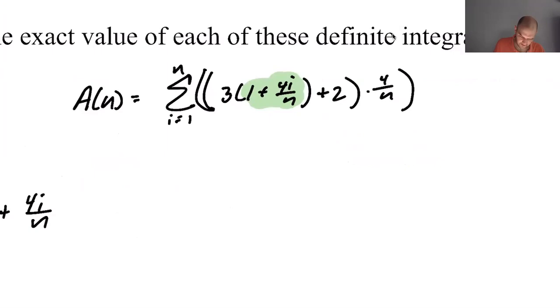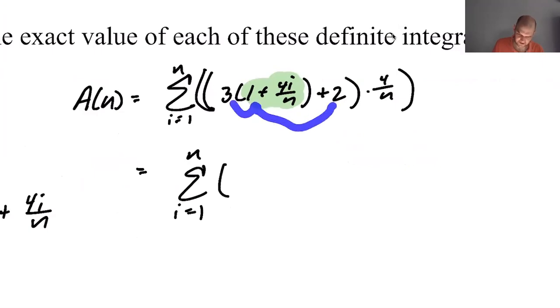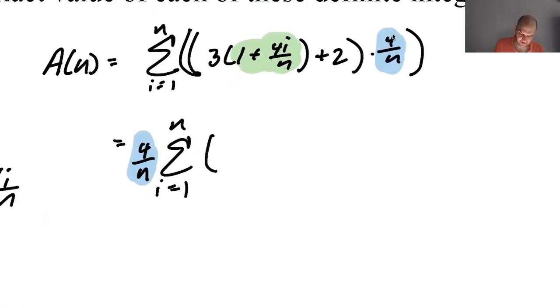So here we go. I'm going to expand this. 3 times 1 gives me 3, and then plus 2. Also, right off the bat, I'm going to pull this out. I'm taking out 4 over n, because it's just in the way, it's a constant multiple. It doesn't depend on i. Anything that doesn't depend on i, you can factor out, provided it's a constant multiple. So now I'm going to get 3 and 2 is 5, and then 12i over n. So that's just distributing and collecting.